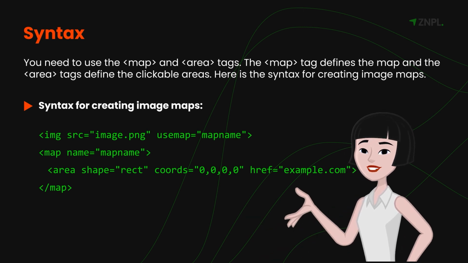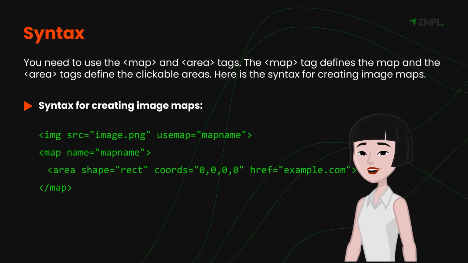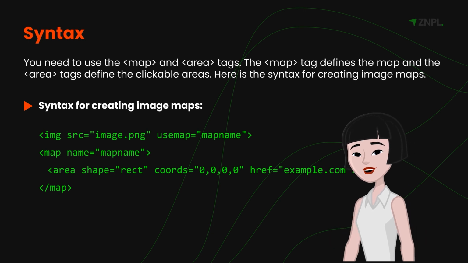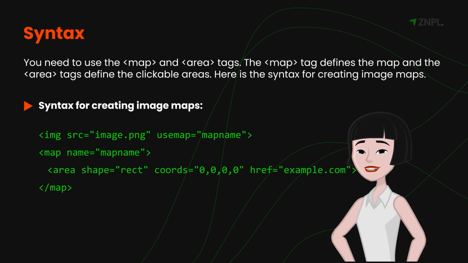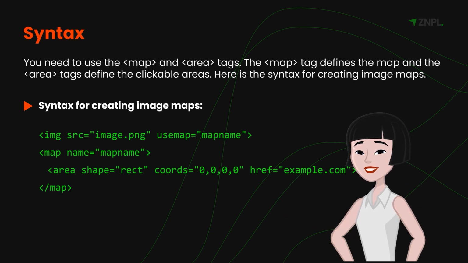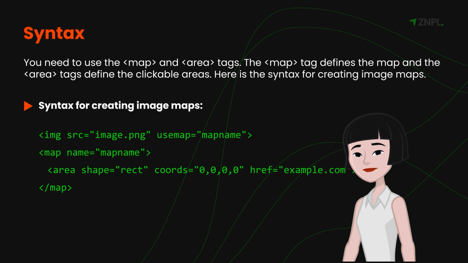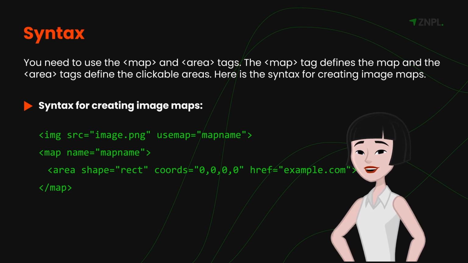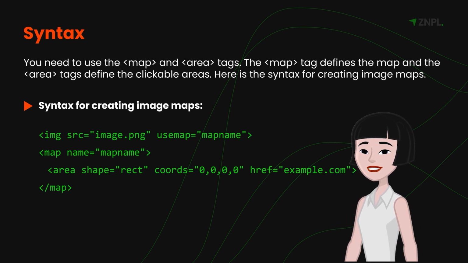1. Prepare the image. First, you need an image that you want to use as the basis for your image map. It can be in common formats like JPEG, PNG, or GIF. 2. Create the image map. Use the map element to define the image map. Inside the map element, you define the clickable areas using area elements.